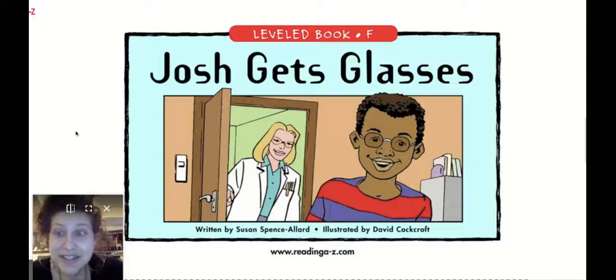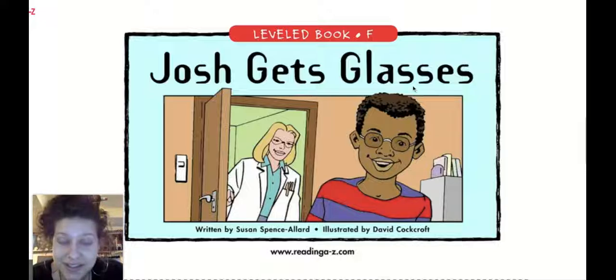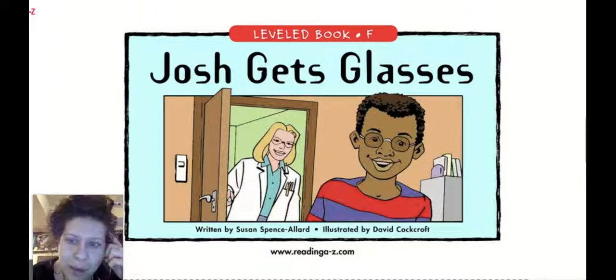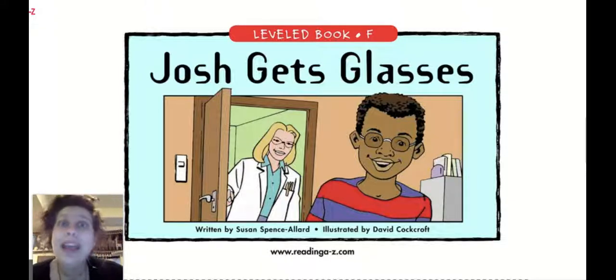All right, so we are going to read this story, Josh Gets Glasses. And as I'm reading, I'm going to be thinking about who are the main characters and what are they like? What are their character traits? And are there any supporting characters? And what are their character traits? What are they doing? What are they saying? How are they acting? That's what I'm thinking about as I'm reading this story. The title of the story is Josh Gets Glasses. It is written by Susan Spence Allard and illustrated by David Cockcroft.